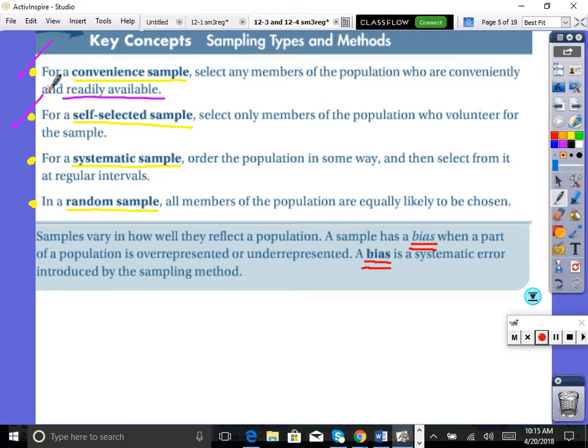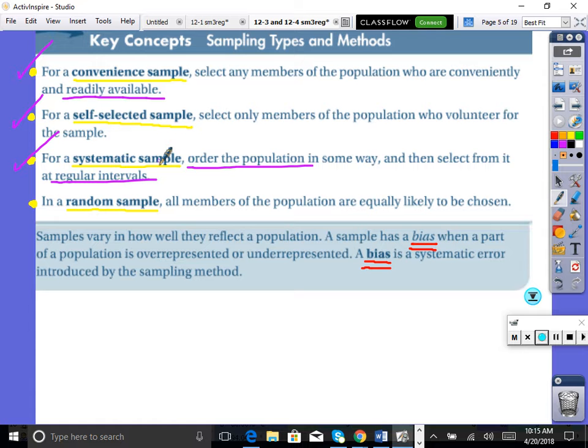Okay, awesome. Now let's go on to systematic sample. A systematic sample is you have to order the population in some way and then select from it at a regular interval. It makes sense. Systematic sample. It's a system. So if I said to you guys, line up from tallest to shortest, and then I'm going to select every third person to see how well you like my class, that would be the least biased so far, right?